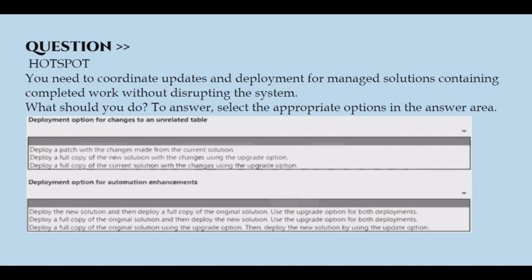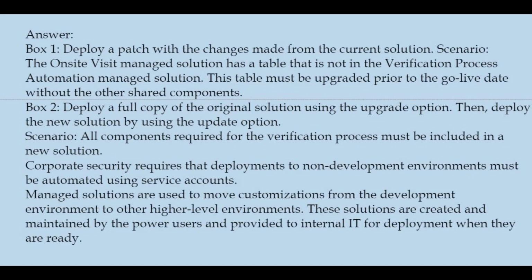Deployment option for automation enhancement. Deploy the new solution and then deploy a full copy of the original solution, using the upgrade option for both deployments. Deploy a full copy of the original solution and then deploy the new solution, using the upgrade option for both deployments. Deploy a full copy of the original solution using the upgrade option, then deploy the new solution by using the update option. The answer.